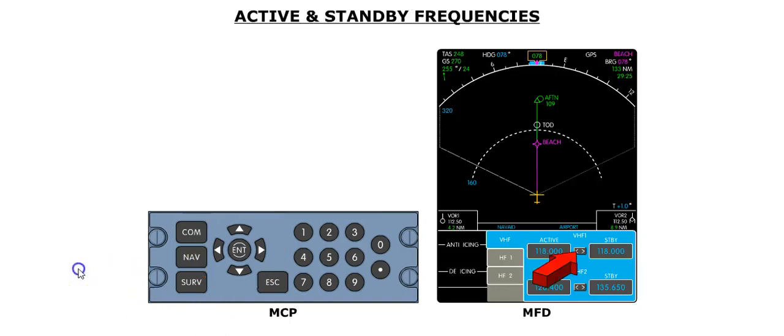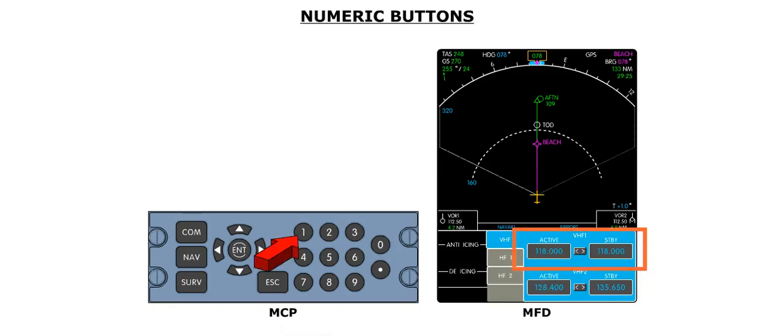If VHF is selected, you will be able to set the active and standby frequency on the two VHF radios. The active frequency is the one currently in use. The standby and active frequencies are swapped by selecting the soft button in between the frequency windows. A frequency is set by using the numeric buttons on the MCP.